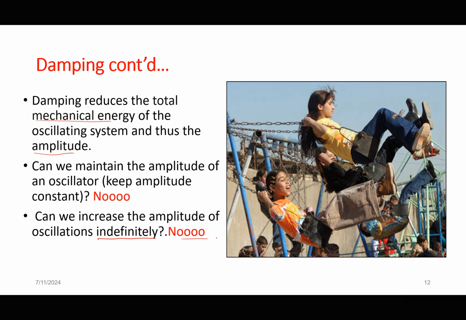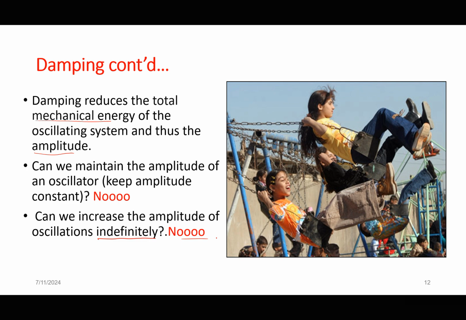So what is this taking us to? You cannot displace somebody on a string and increase their amplitude indefinitely. So something has to be done if we want to maintain the amplitude of the oscillator for some time, not indefinitely, but for some time. And if we want to maintain the amplitude of vibration or oscillation of an object for some time, then this takes us to what we are going to call forced oscillations.